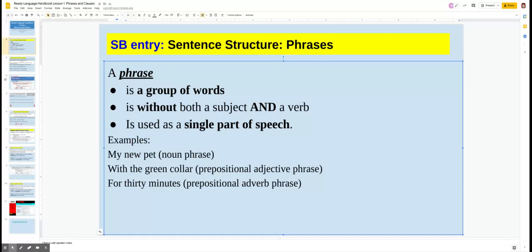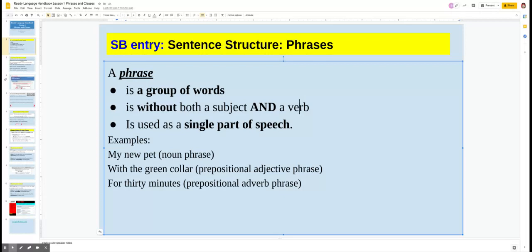What I mean when I say that is when I take a noun, and y'all know my dog, Ripley. I have a Rottweiler named Ripley, and if I want to just talk about her without calling her by name, I can say my new pet or my pet, and that replaces her name, Ripley, and it's still a noun phrase. I could also describe something about her, if I said with the green collar, because she has a new green collar from the Magical Menagerie at Universal Studios in Orlando.